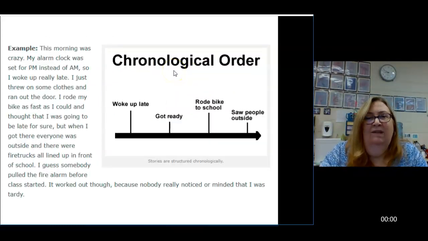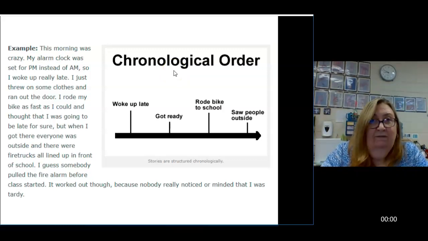You could tell the story when you come in and you say, let me tell you about my weekend, or let me tell you about my morning. You're telling a story in chronological order. Here's an example. This morning was crazy. My alarm clock was set for PM instead of AM, so I woke up really late. I just threw on some clothes and ran out the door. I rode my bike as fast as I could and thought that I was going to be late for sure, but when I got there, everyone was outside, and there were fire trucks all lined up in front of school. I guess somebody pulled the fire alarm before class started. It worked out though, because nobody really noticed or minded that I was tardy.